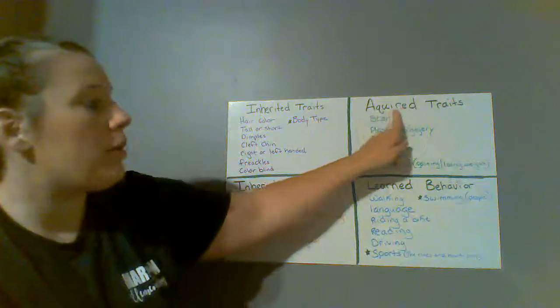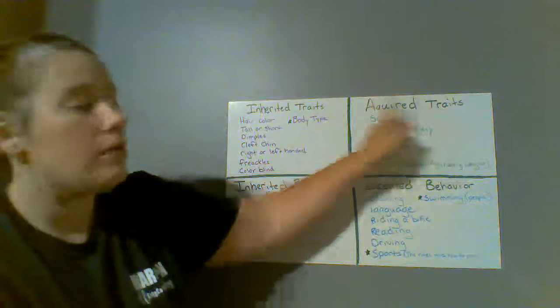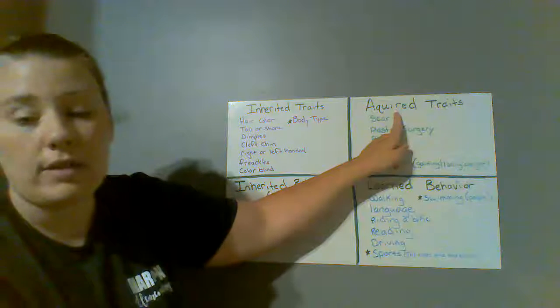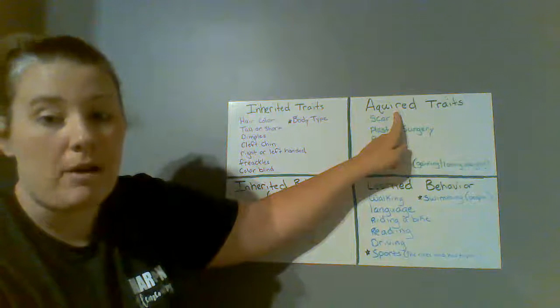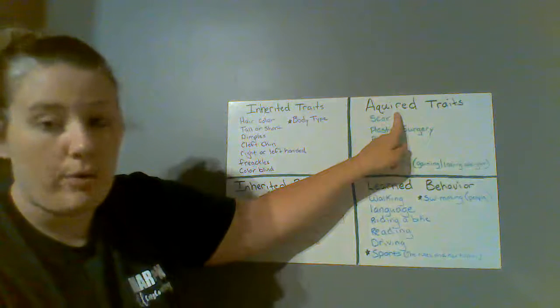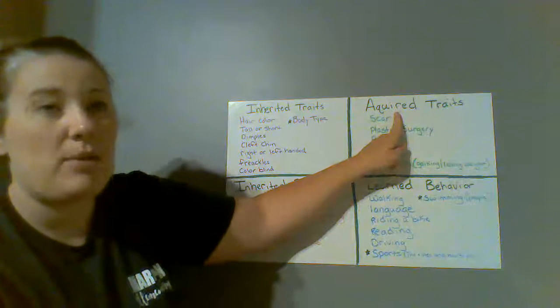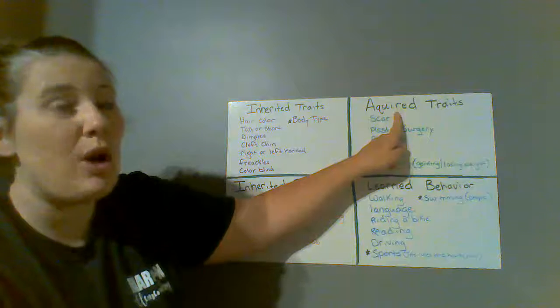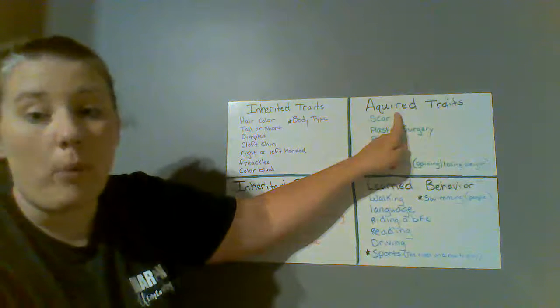Okay, but this time we have the word acquired traits. So acquired means something that you get over time, and it's due to your environment. So it's not something you're born with. Okay, it's something that maybe you choose to do. It might not be something you chose, but it definitely wasn't something you were born with.